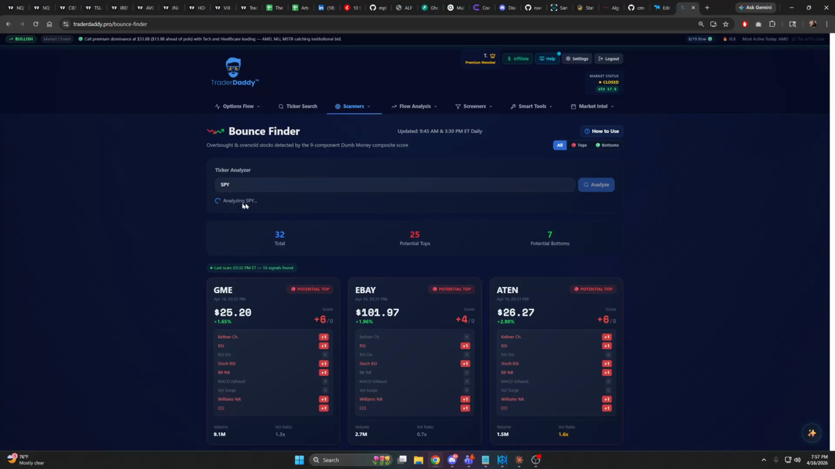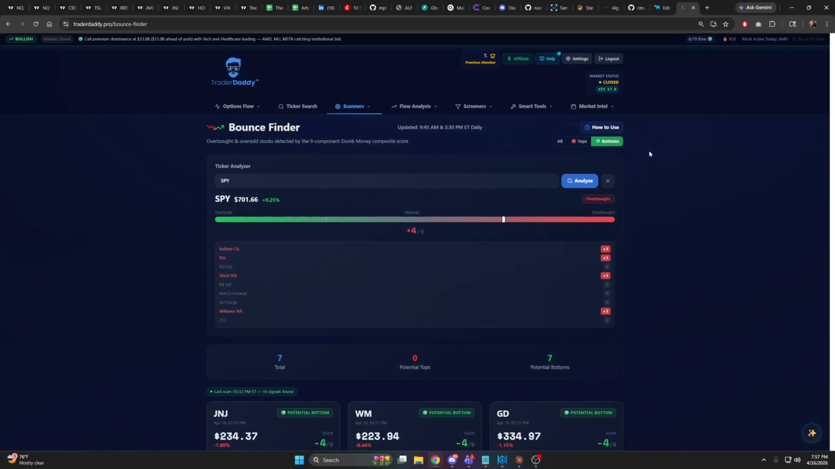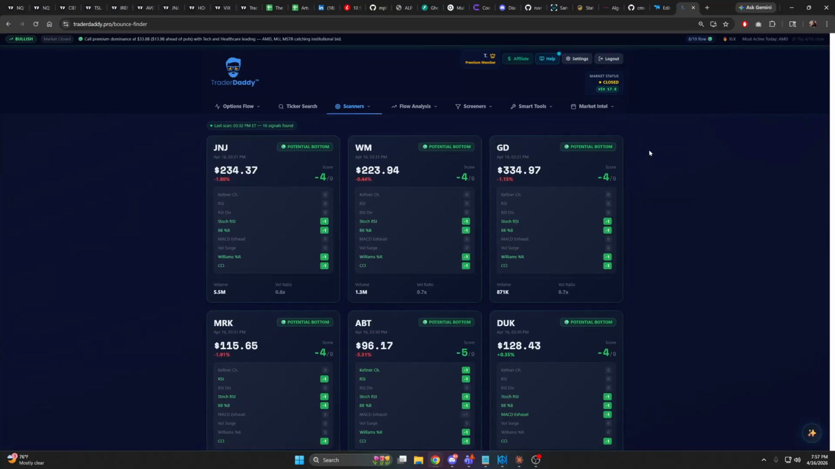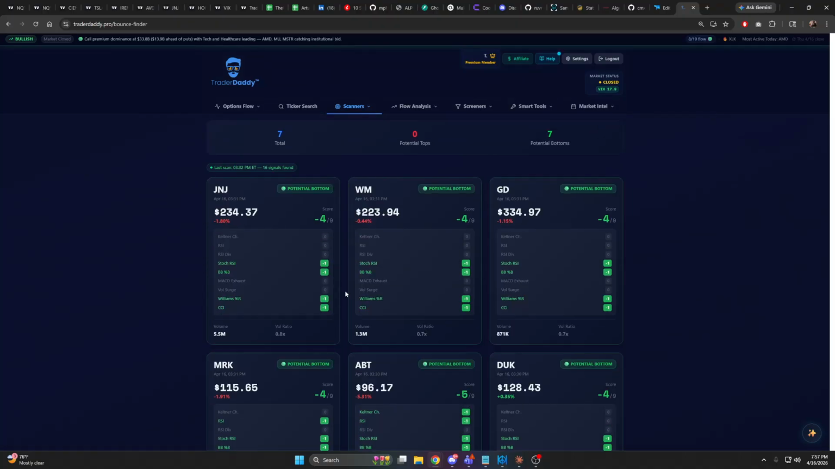So let's say SPY. If it's overbought or oversold, we all know that on this rally, currently SPY is overbought, but you can put in any other ticker as well, and it does the calculation based on all of these. And the way I personally use it is for CSPs, so I filter for bottoms. And then I take a look here. If I like any of these, I'll go on the charts.